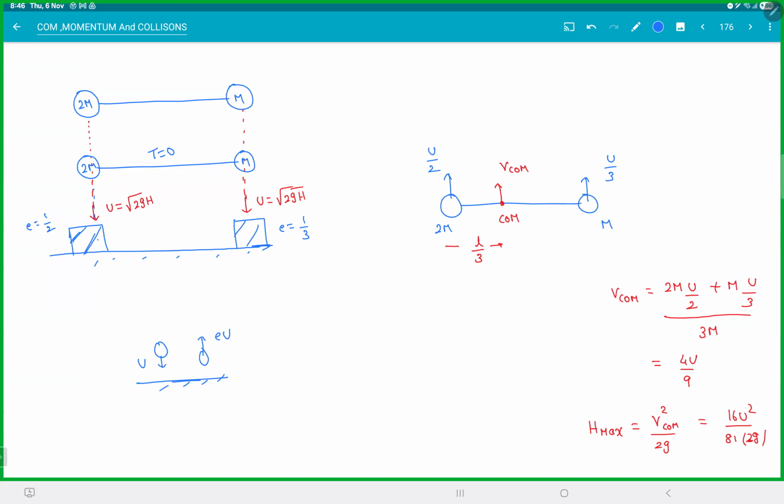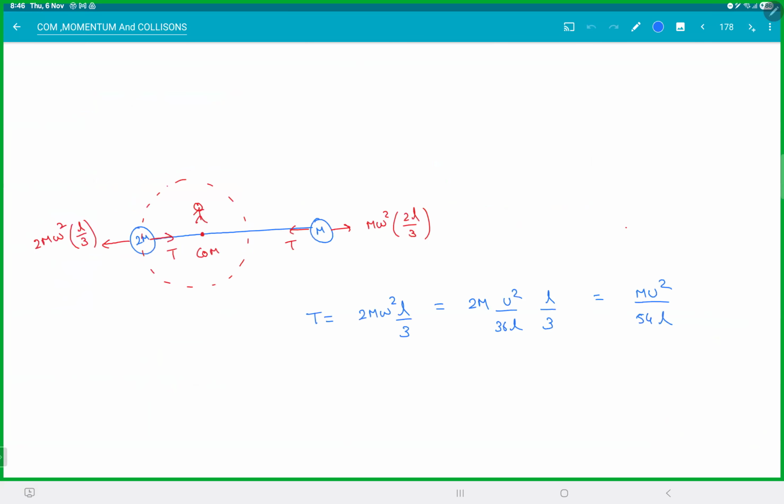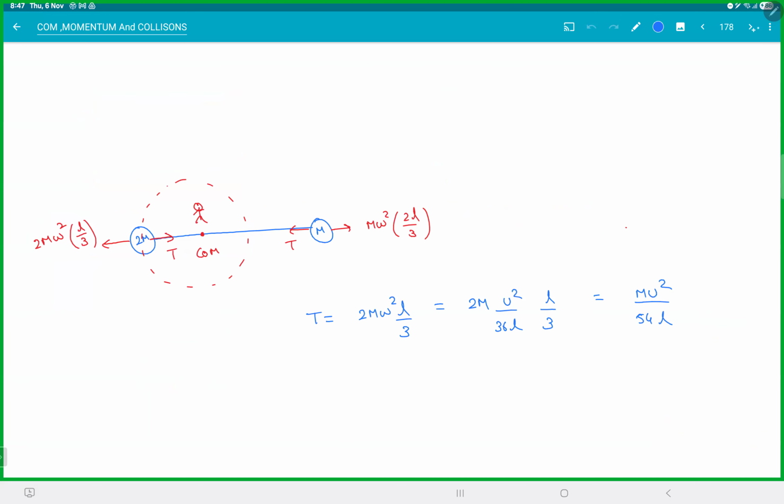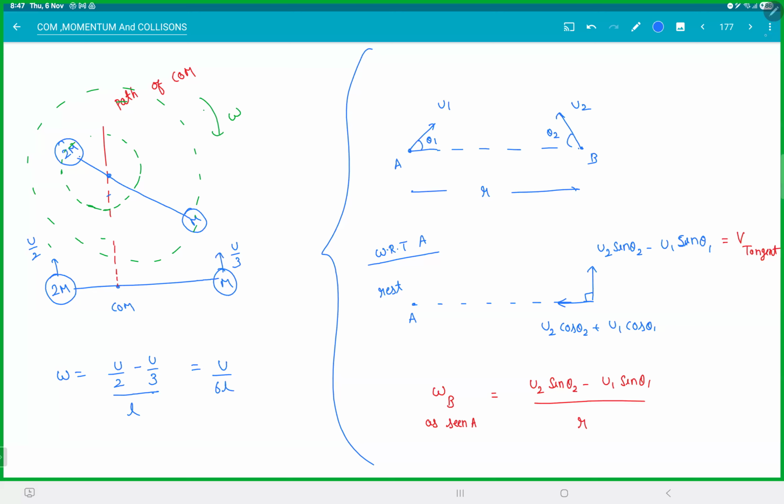Clear with this? MGH by 27. 18 threes, na? 54. Right, Utsa? Okay, you substituted the U value, right? You can substitute U as root 2gh. Perfect. All clear with this?